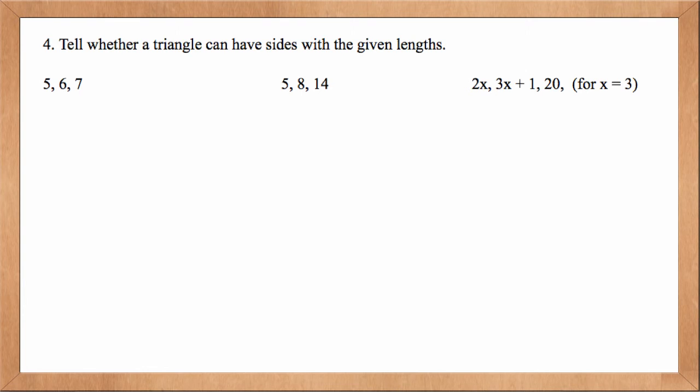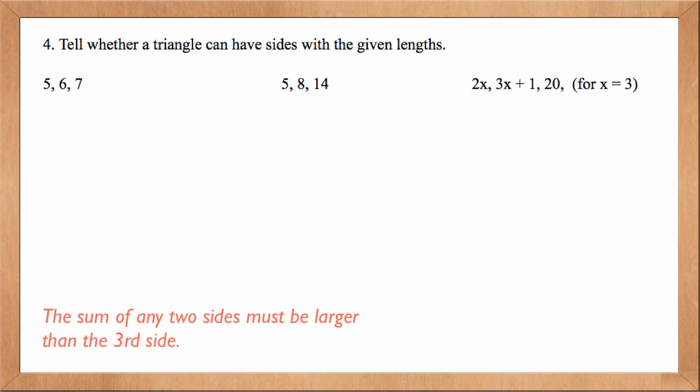Tell whether a triangle can have sides with the given lengths. Well, the sum of any two sides of a triangle must be larger than the third side. It can't be equal, it must be larger. So the first one is a yes, because 5 plus 6, those are the two smaller numbers, are larger than 7, which they are. Those can be the sides of a triangle. This one's a no, because 5 plus 8 is 13, and that's smaller than 14.